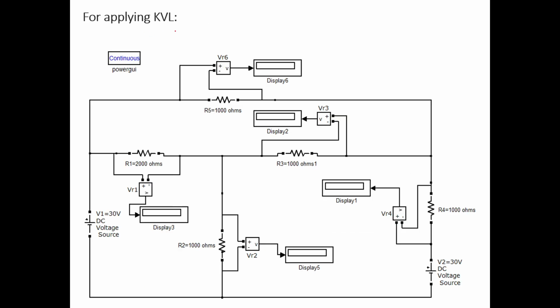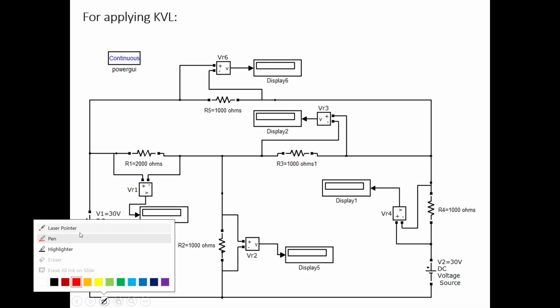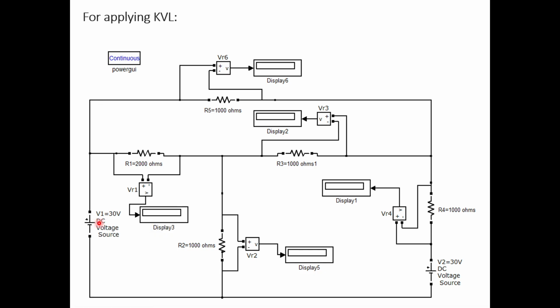Now to verify Kirchhoff's voltage law, this is our circuit for the software experiment. So you need a DC voltage source, okay, and you need another DC voltage source, and you have to connect a voltage measurement across each resistor. So this is our voltage measurement. So across 2000 ohms you must connect the voltage measurement.